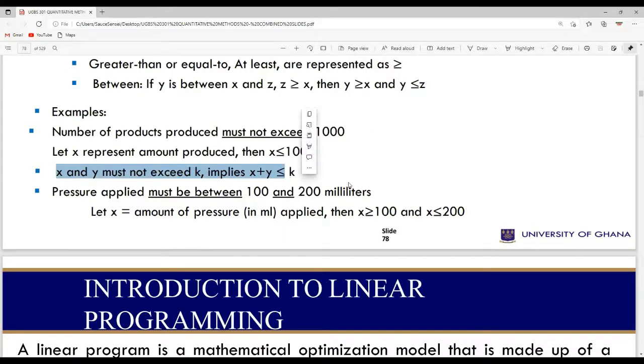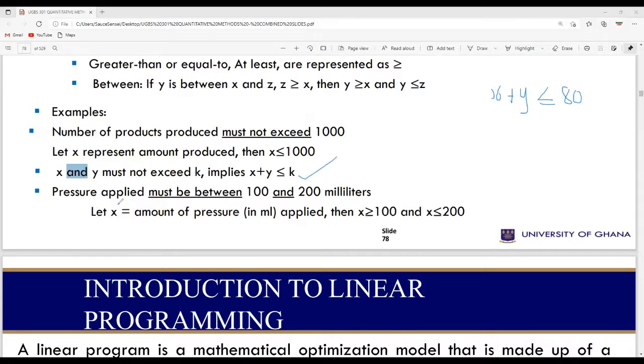And we are saying another point is X and Y must not exceed K. X and Y here means summation, addition. You get it? You are adding them, meaning when you add the two, it must not exceed K. So if you are told X and Y must not exceed 80, it should be X plus Y must not exceed 80. So when you add X and Y, it's either equal to 80 or less than 80. It cannot be more than 80.